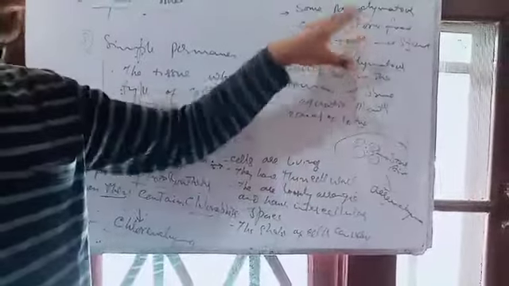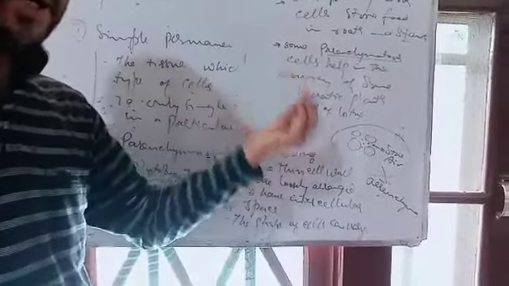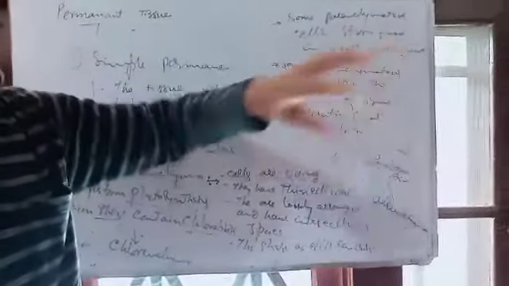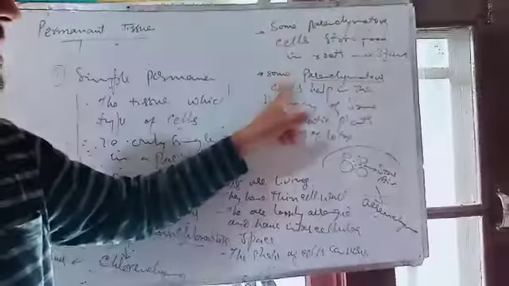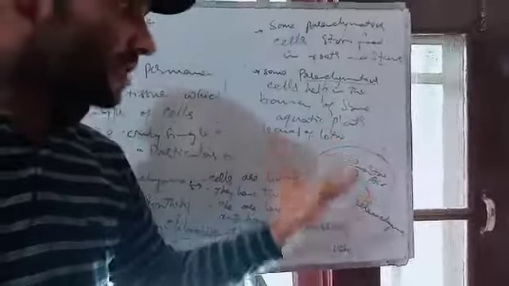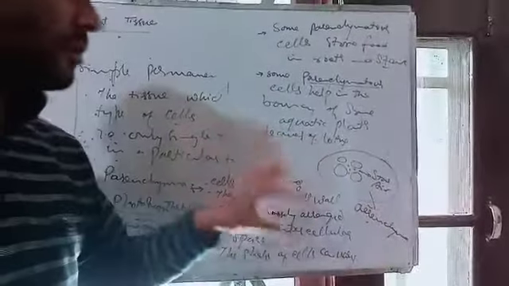Some parenchymatous cells are present in roots, like the roots of radish, or potato, and they store food. Some parenchymatous cells help in the buoyancy of some aquatic plants, and this type of tissue is known as aerenchyma, which means it stores air.